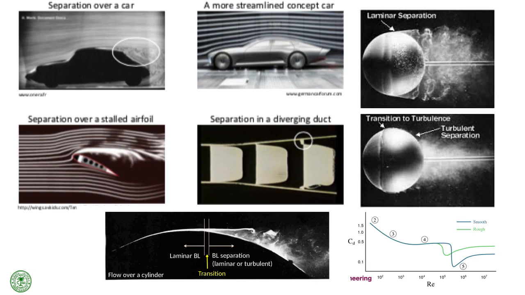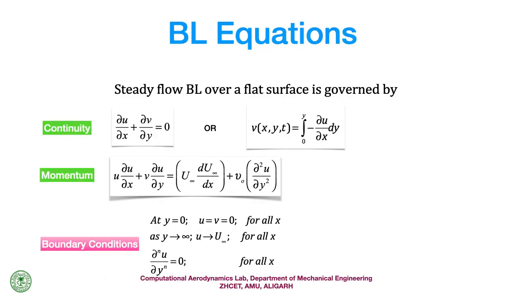Okay. So now I will again review the slides and the equations which govern this flow, that is, the boundary layer equations. Steady flow over a flat surface is governed by these equations, which we discussed a long time back in our last lecture. The continuity equation is given by these two. The momentum equation is given by this, and the boundary conditions are given here.